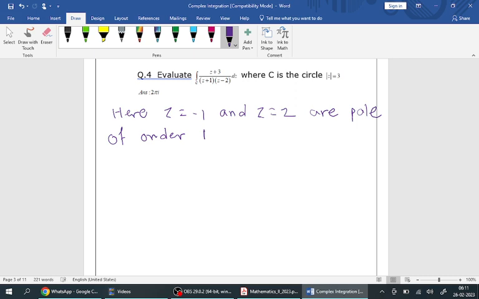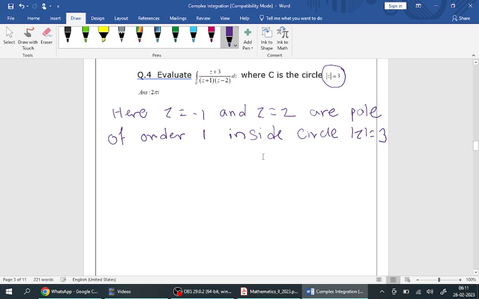And whether both are inside or only one is inside, let me check. We are given the circle mod z is 3. If you see, z is -1 means mod z is 1, and z is 2 means mod z is 2. Both mods are less than 3. So both poles are inside the circle mod z is 3, so we should calculate the two residues now.